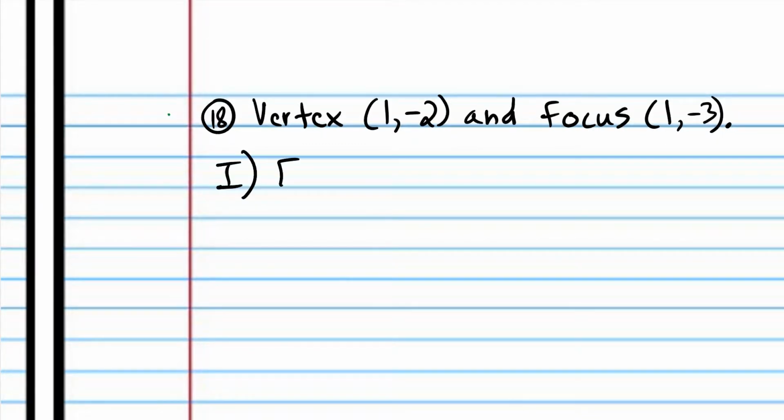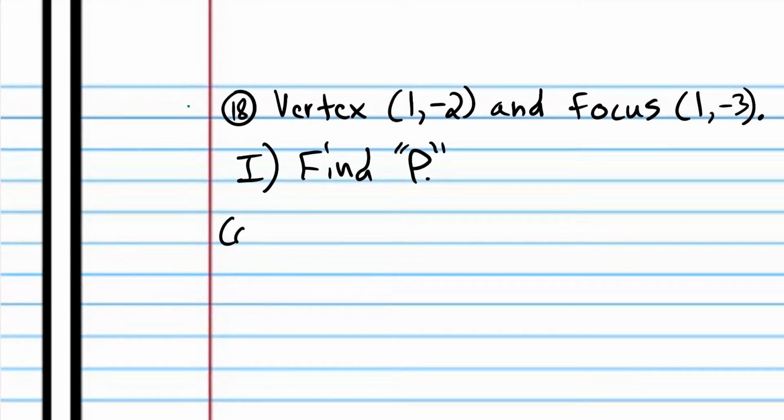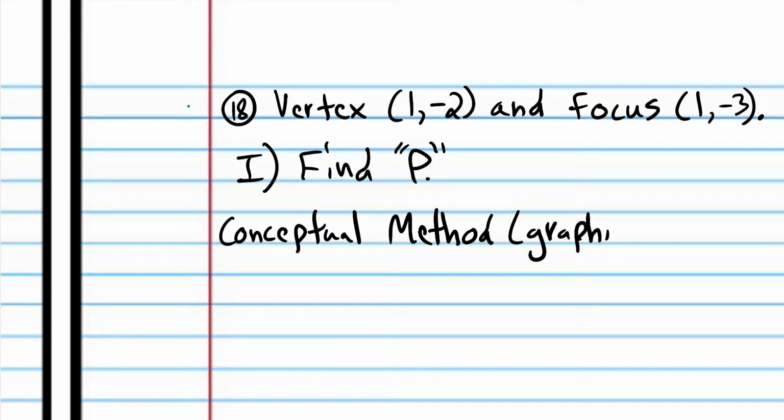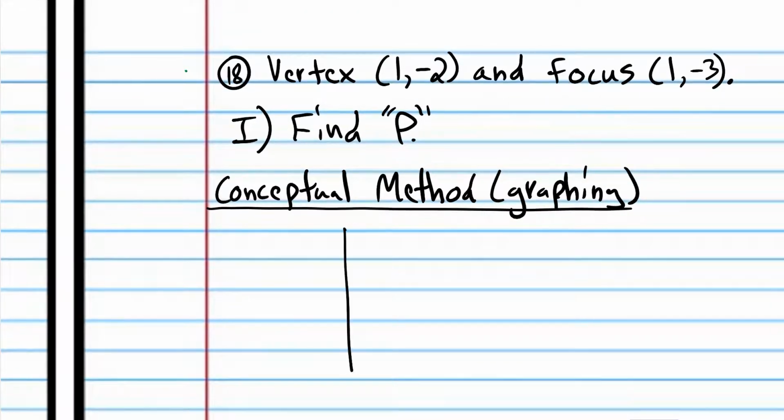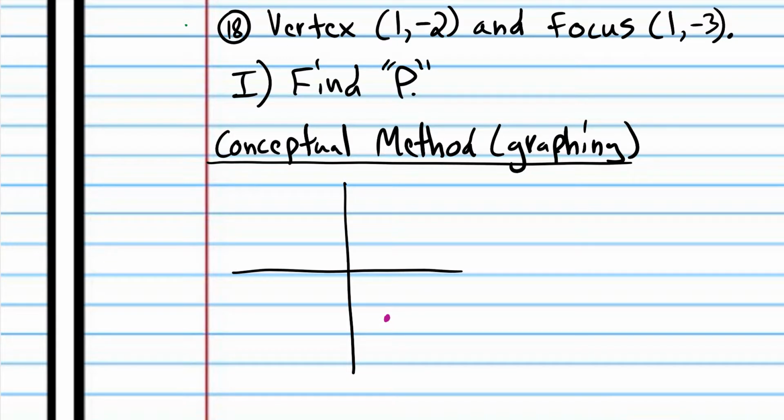So first step is to find p, and you don't have to use both of these methods, but I'm going to show you the conceptual and algebraic methods. And remember, the conceptual method is just really graphing. And so we're going to draw a rough graph, and the vertex is 1, -2, so I'll put that maybe about here, and the focus is 1, -3, so I'll put that about here. And remember, graphs always open towards the focus and away from the directrix. The directrix would actually be here, but we don't need to draw it.